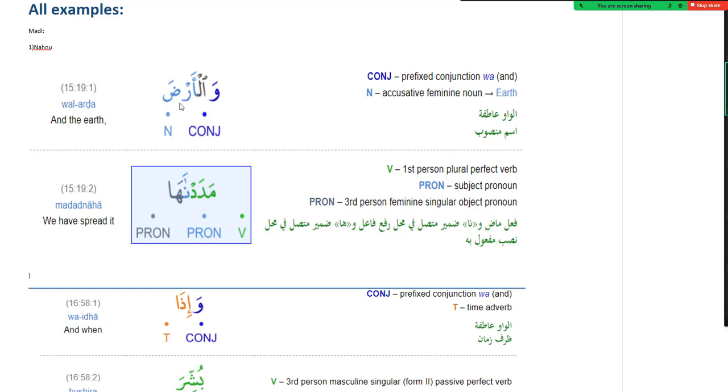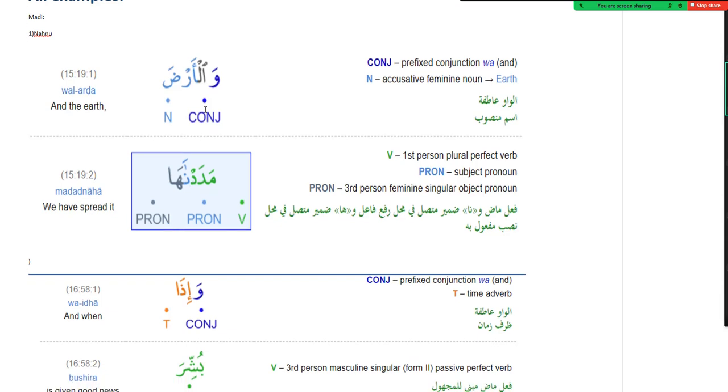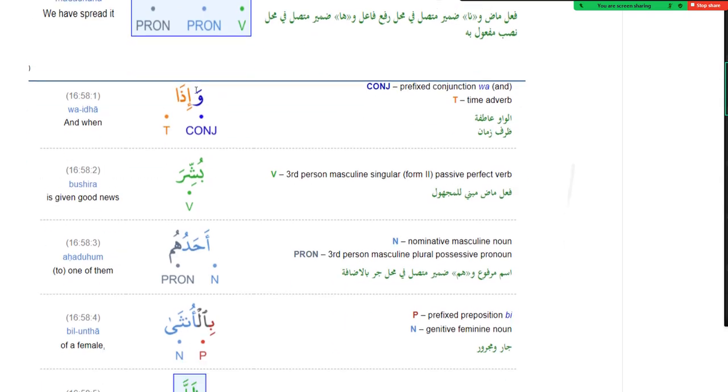بسم الله الرحمن الرحيم. وَالْأَرْضَ مَدَدْنَاهَا. And the earth we have spread. So what do you think madadnaha is here? Nahnu, right? It's madadnaha. And also it's madda. It is split, right? Madadna. We have spread. Ha is it. And this is feminine because it is talking about the earth.